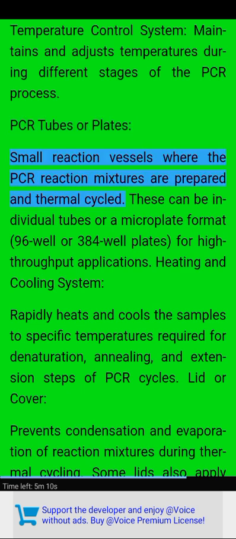PCR tubes or plates: small reaction vessels where the PCR reaction mixtures are prepared and thermal cycled. These can be individual tubes or microplate format, 96 well or 384 well plates for high throughput applications. Heating and cooling system: rapidly heats and cools the samples to specific temperatures required for denaturation, annealing, and extension steps of PCR cycles.